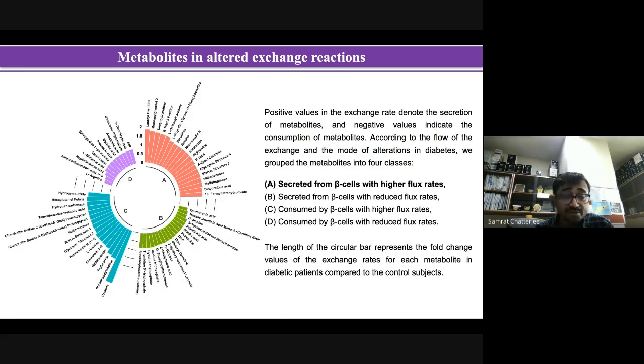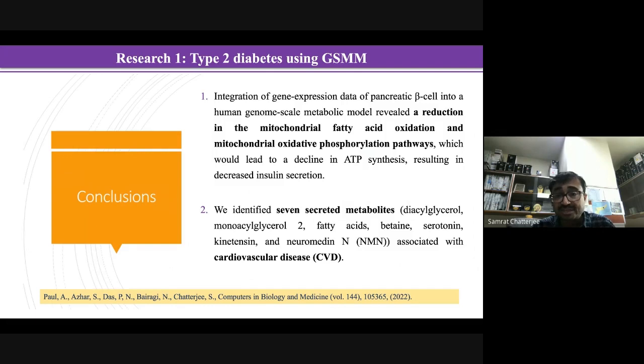When we look at it, we get a very good result. We identified 7 secreted metabolites which get increased in the diabetic patient, which are known in the literature to be associated with cardiovascular disease. So this kind of information you can now pass on. You start from a gene expression, and now you make predictions, because when our body works, it's not that one organ works in silos.